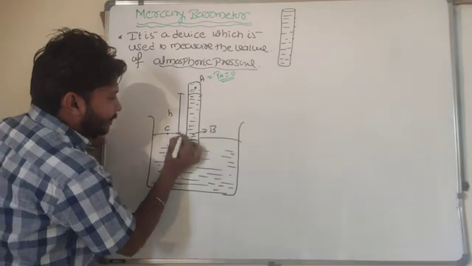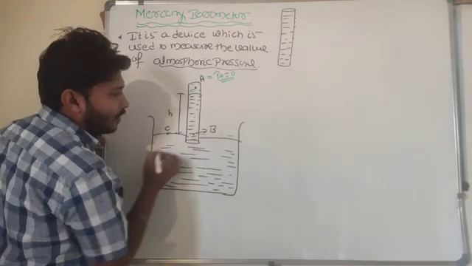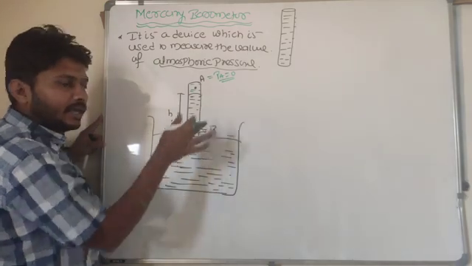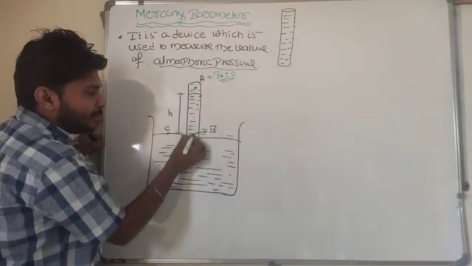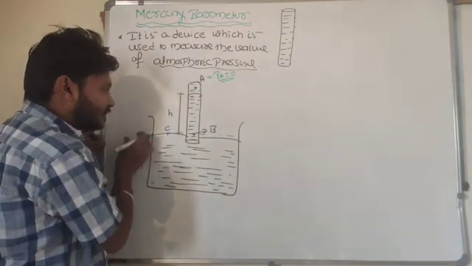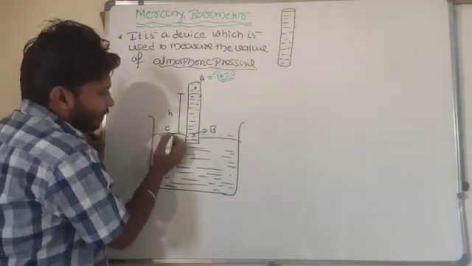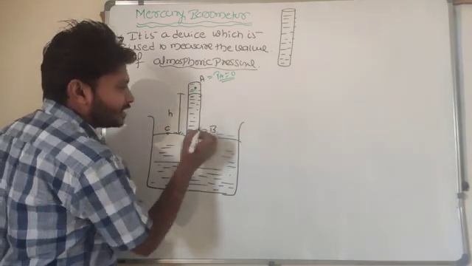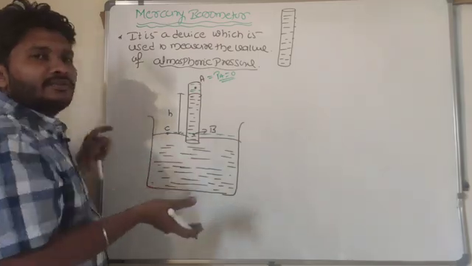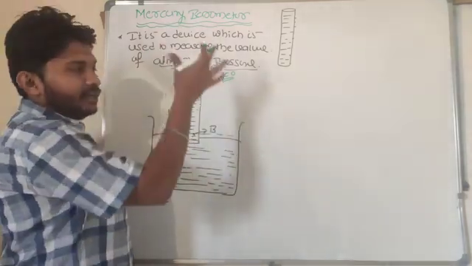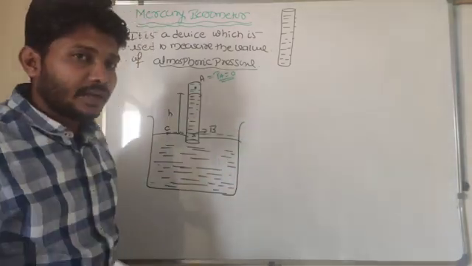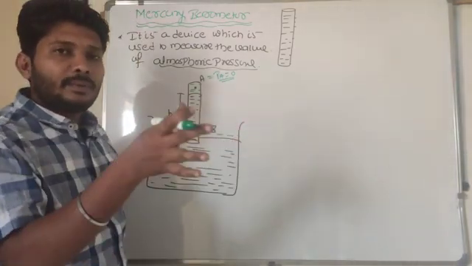Now point B and point C are in the same horizontal line. Point B is present inside the long tube, whereas point C is present outside. So it means that the pressure at B and the pressure at C will be the same. From the expression we got yesterday for the effect of gravity on fluid pressure, P2 is equal to P1 plus rho gh.